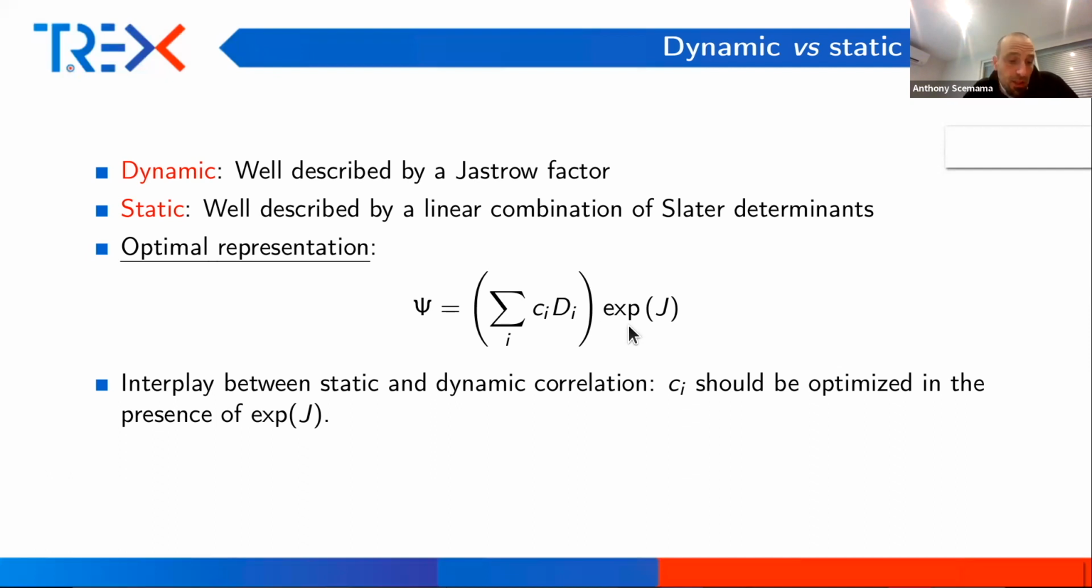And sometimes you have some feedback of dynamic correlation on the static correlation, so you have a coupling between the two. In that case, after introducing the dynamic correlation, you will need to re-optimize the coefficients of the determinant expansion in the presence of the Jastrow factor to have a better description of your system and of the coupling between the static and dynamic correlations.